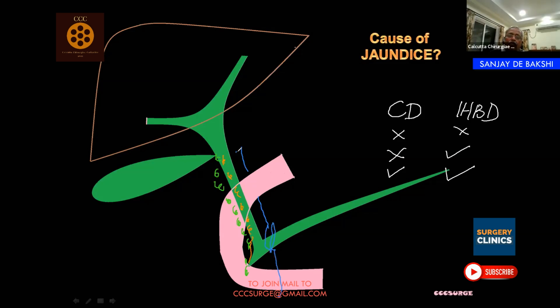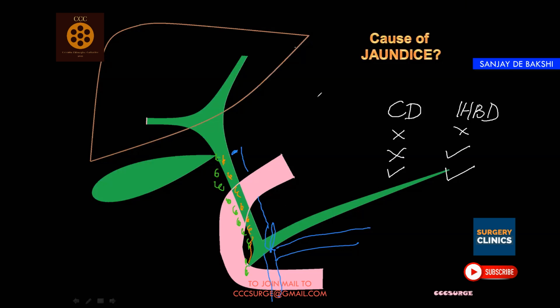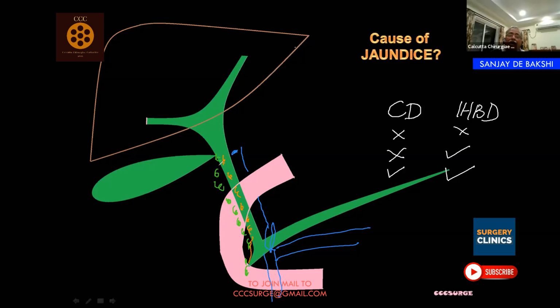I'm drawing it in blue. So tell me, what vessel is this? And it receives another branch from here. Portal vein. Very good. So you have the portal vein, and you have lymph nodes traveling along the portal vein.